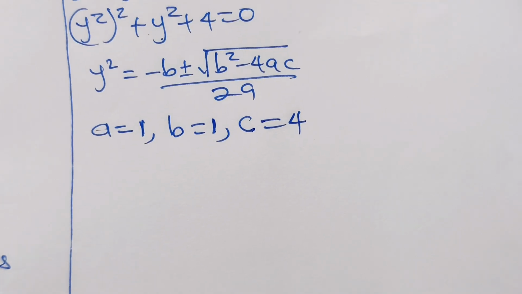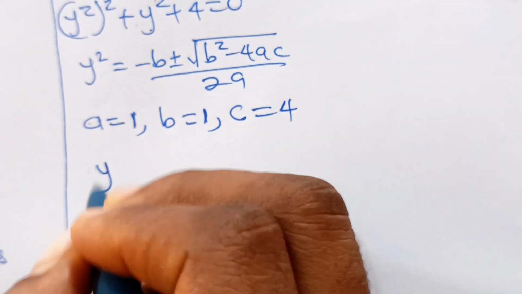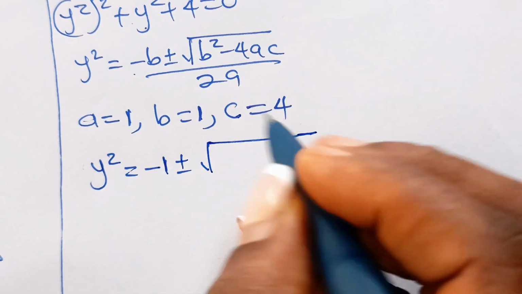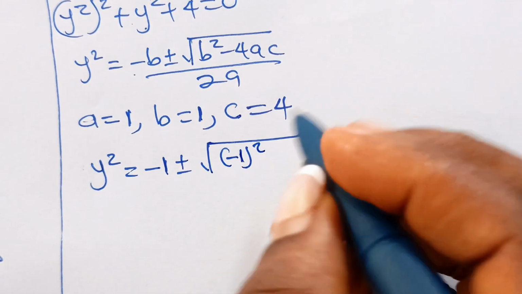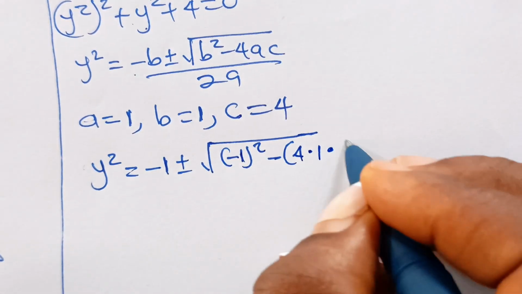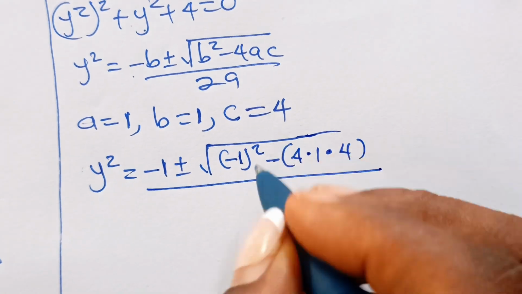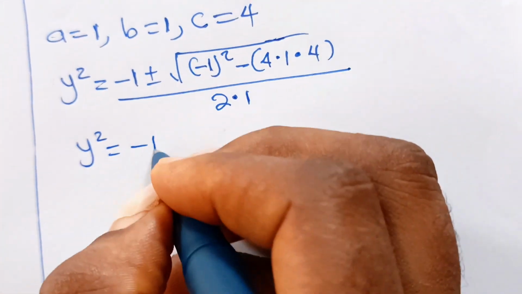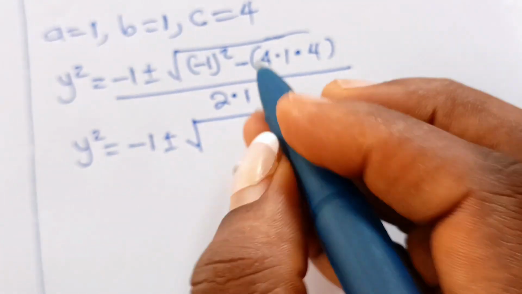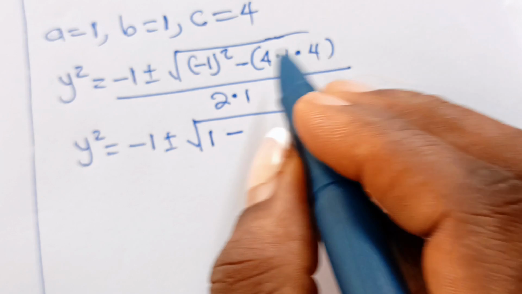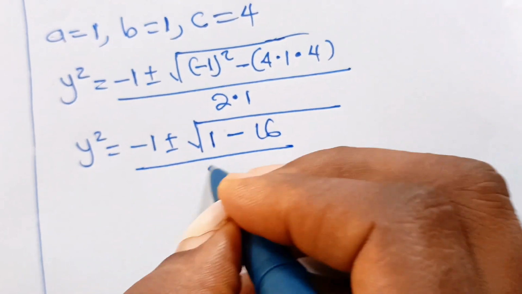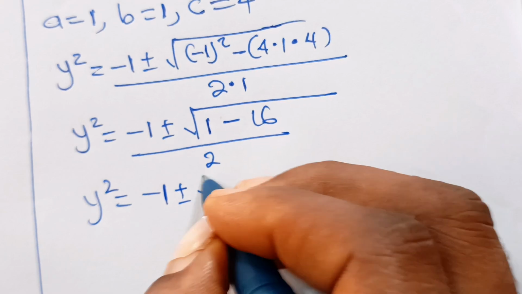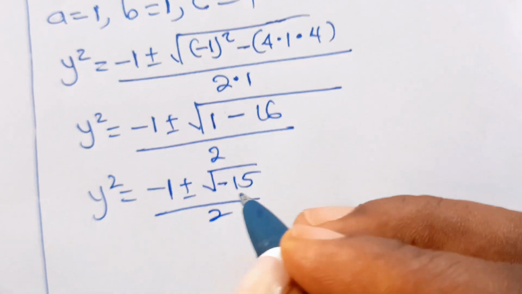Now, let us substitute these values into what we have here. So it means that y squared will be equal to minus b, that is minus 1, plus or minus the square root of b squared, that is 1 squared, minus 4ac, 4 multiplied by 1 multiplied by 4, everything divided by 2a, 2 multiplied by 1. So we can see that y squared is equal to minus 1 plus or minus the square root of minus 1 squared, which is 1, minus 4 times 4, which is 16, divided by 2. So y squared is equal to minus 1 plus or minus the square root of minus 15, divided by 2.